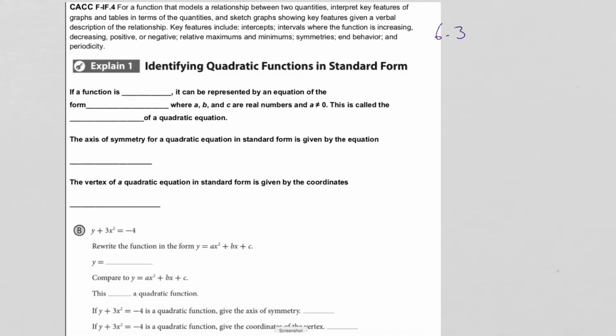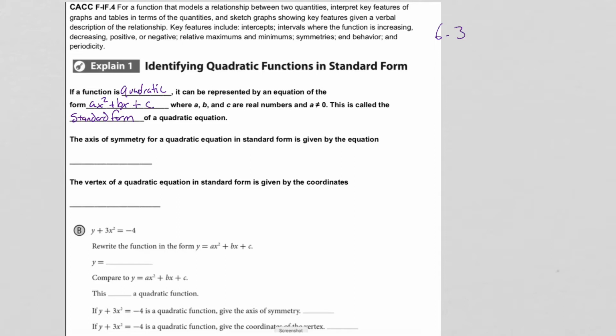Section 6.3 of the guided notes. If a function is quadratic, it can be represented by an equation of the form ax squared plus bx plus c, where a, b, and c are real numbers and a is not equal to 0. This is basically called the standard form of the quadratic equation, something you are already familiar with.